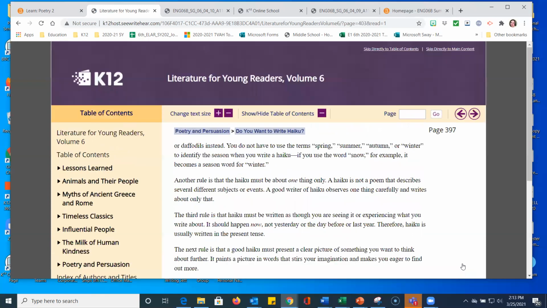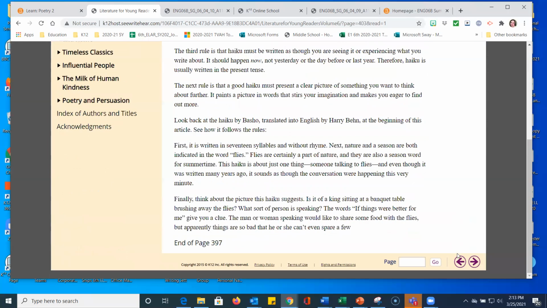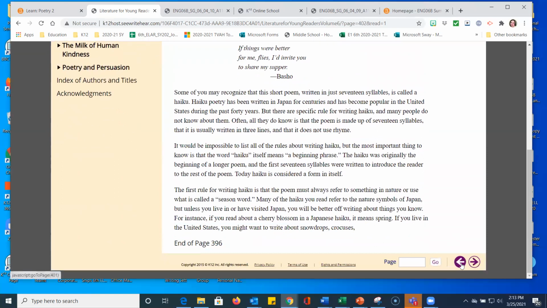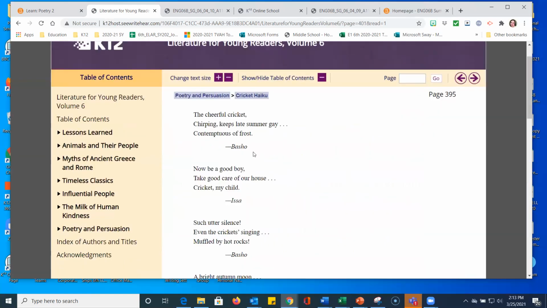Let's go back real quick and look at those. Those ones about cricket. Okay, see, cheerful cricket, late summer. So it mentions the season. It's all one sentence. The cheerful cricket chirping keeps late summer gay, contemptuous of frost. It's one sentence. 5, 7, 5.